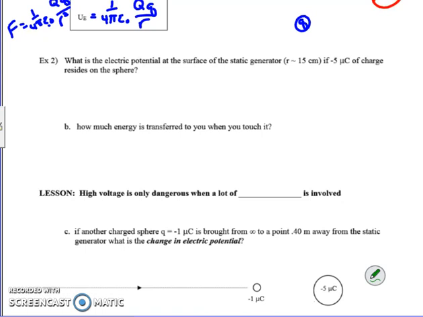So imagine our class static generator, where its radius is roughly 15 centimeters. And we've already learned that when we charge it up, it's on the order of microcoulombs. So let's assume that it's negative 5 microcoulombs. Okay? So we can ask ourselves, what is the electric potential at the surface of that? In other words, we are 0.15 meters away from the center.